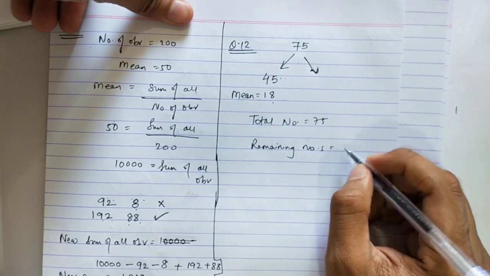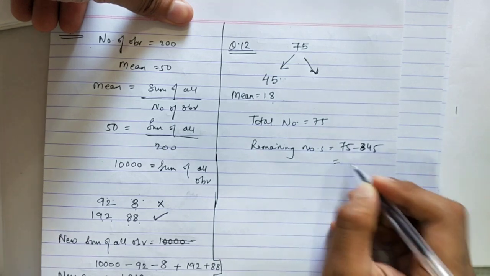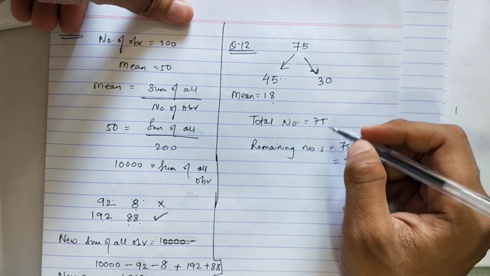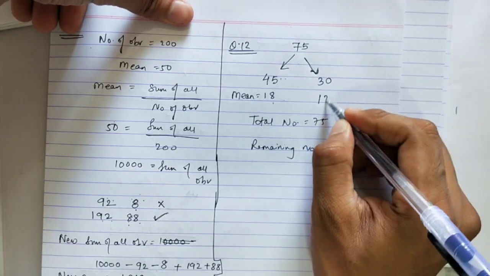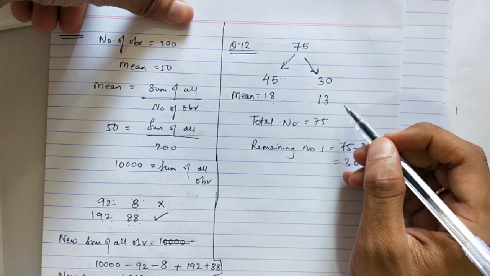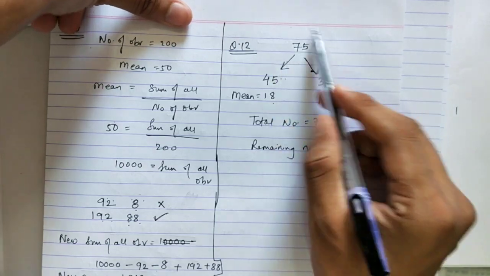Remaining numbers are 75 minus 45, that is 30. So these remaining 30 numbers have the mean 13. But they are asking us in the end to find the mean of all 75 numbers.